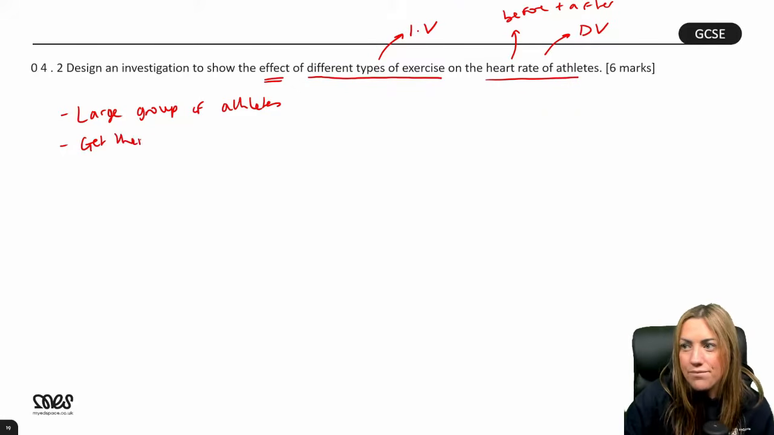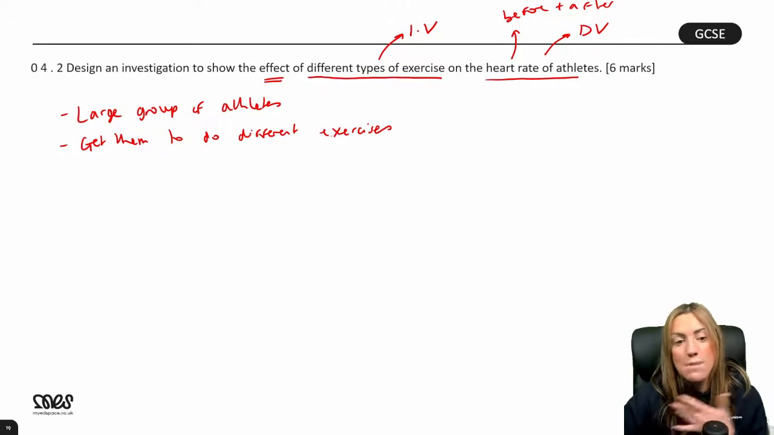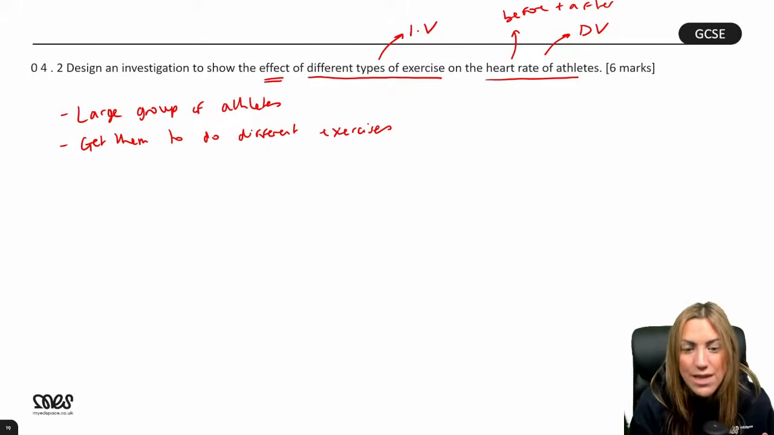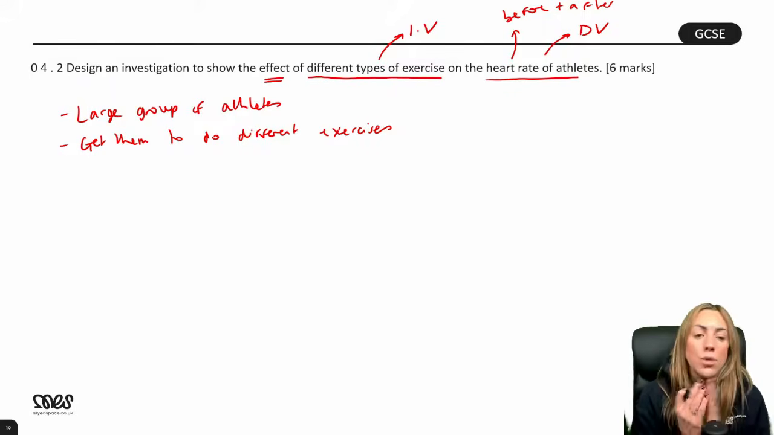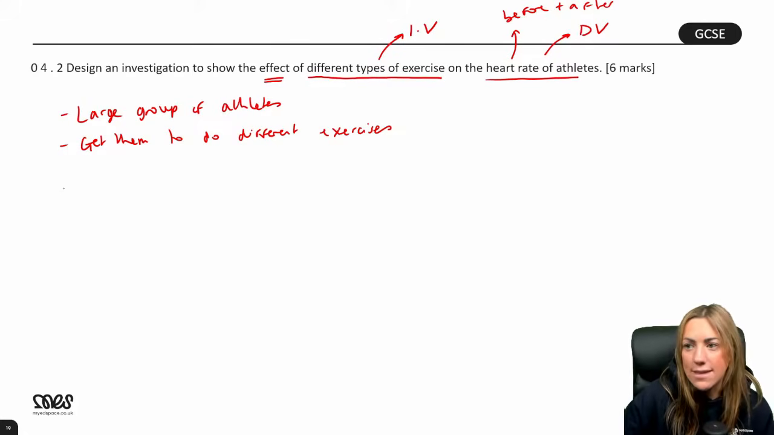Get them to do different exercises. Now, you don't have to specify which exercises, but you could say, get them to sprint, get them to jog, get them to swim, get them to cycle. But you need at least 2 different exercises if you are going to give examples, because you have to make a comparison between the effect of different types of exercise. That is our independent variable. So you are going to have to get these athletes to do at least 2 different types of exercise.